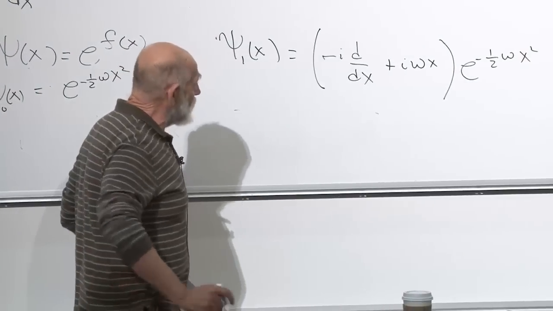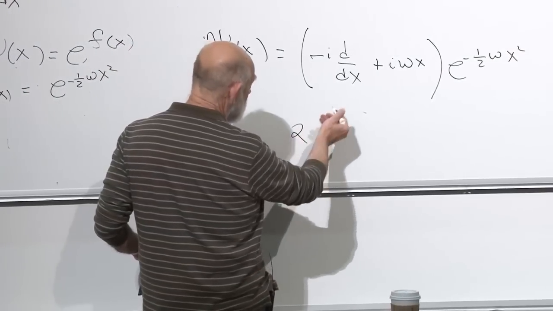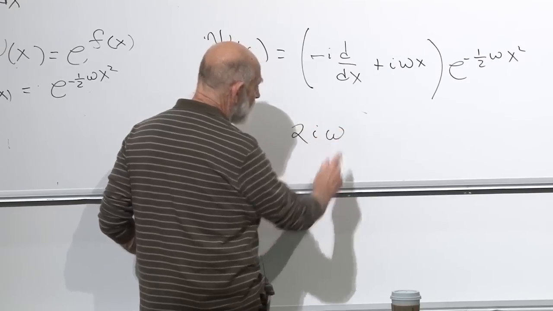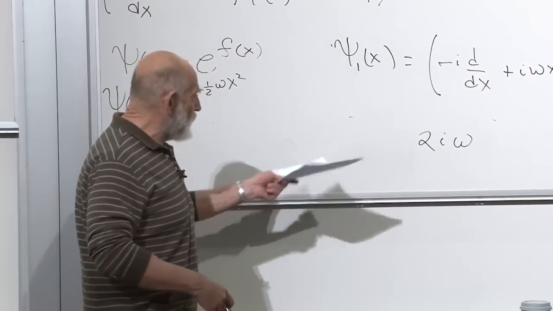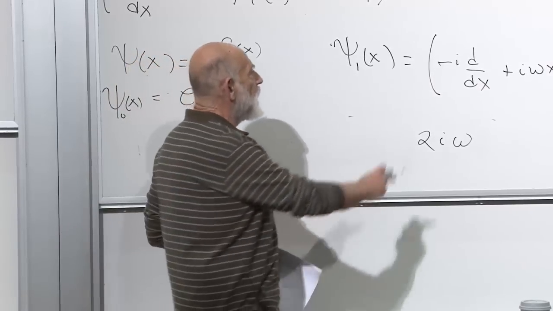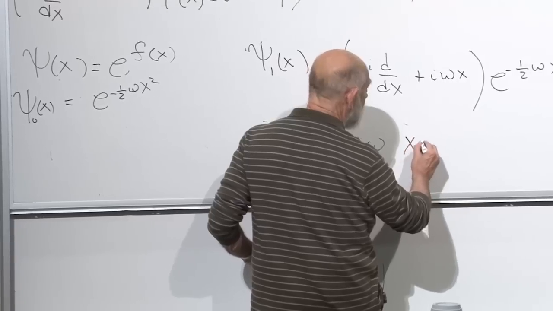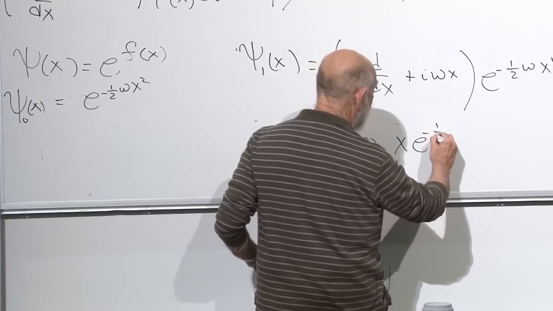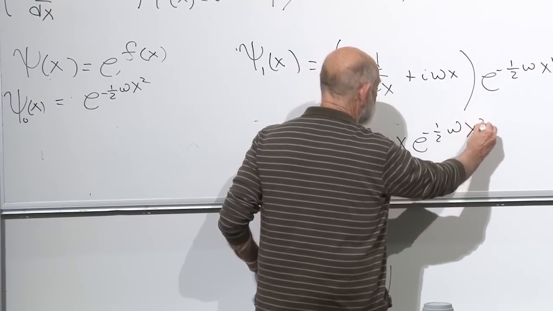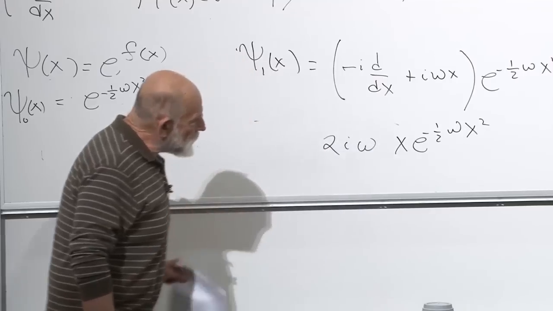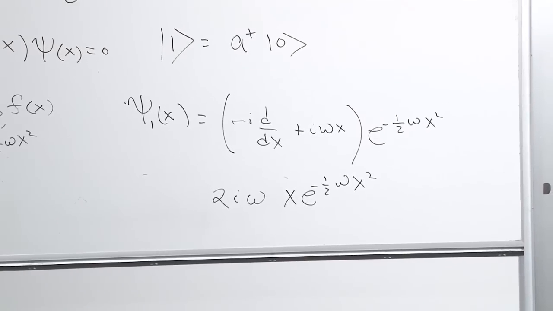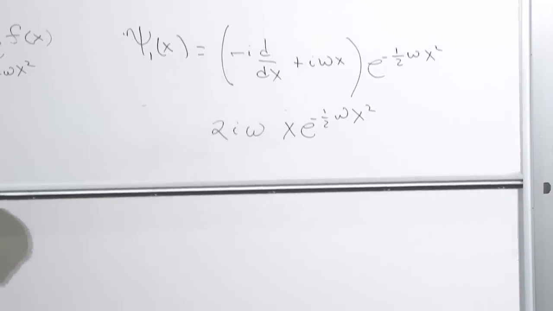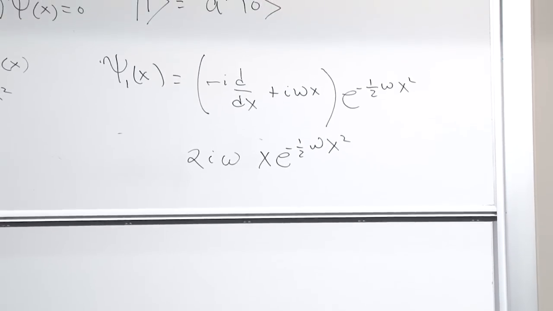So this is just going to be twice i omega. That's not so interesting. It's just a numerical factor. Happens to be imaginary, but who cares? But it has x times e to the minus 1/2 omega x squared. So structurally, it's different. It's not just the Gaussian function. It's the Gaussian function times x. What does that look like? That looks like this.